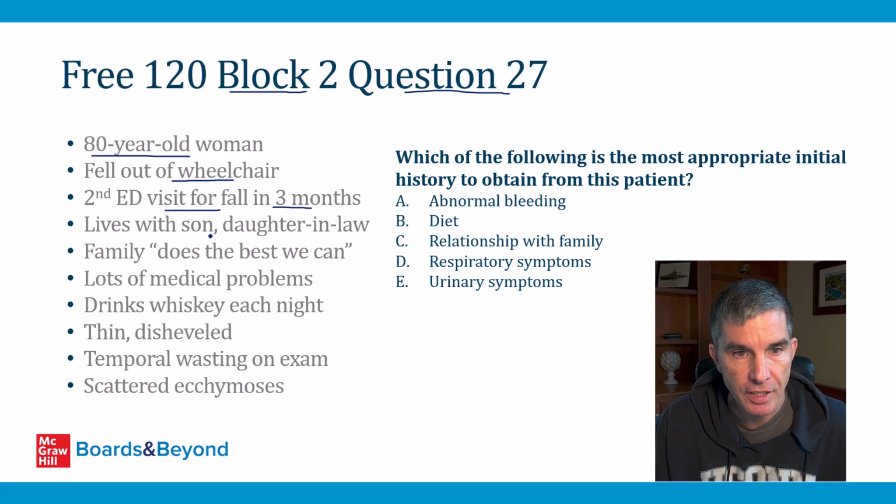She lives with her son and daughter-in-law, who say they do the best they can taking care of her. She has lots of medical problems. I give you lots of details in the question about this. She drinks whiskey each night. She's thin and disheveled, there's temporal wasting on exam, and she has scattered ecchymoses on her skin.